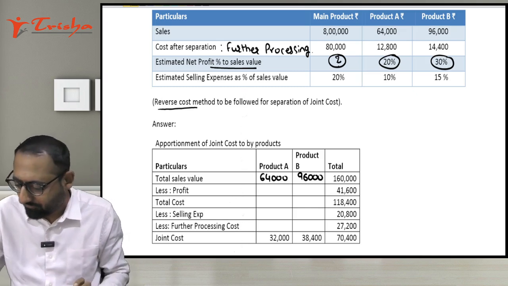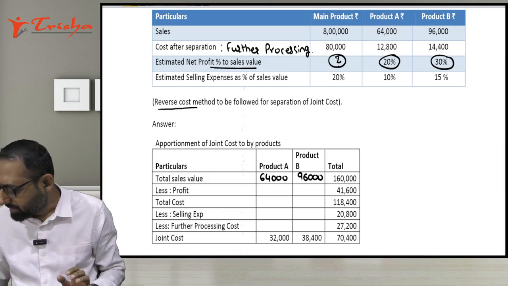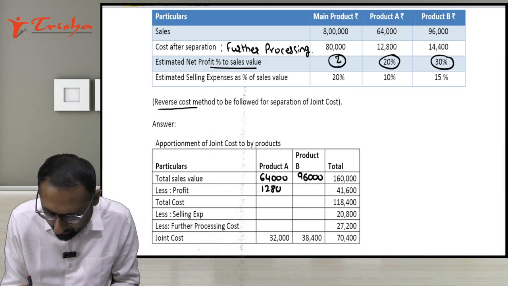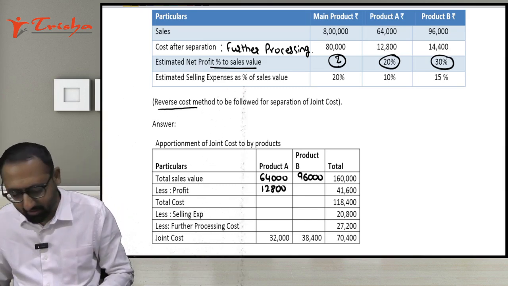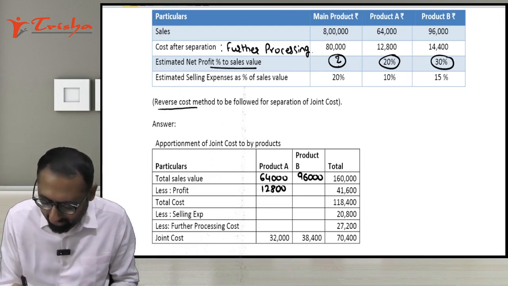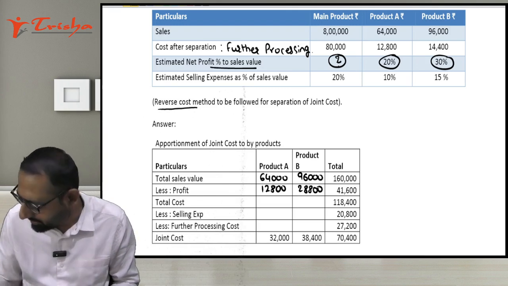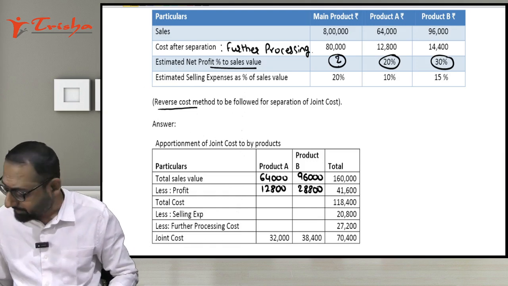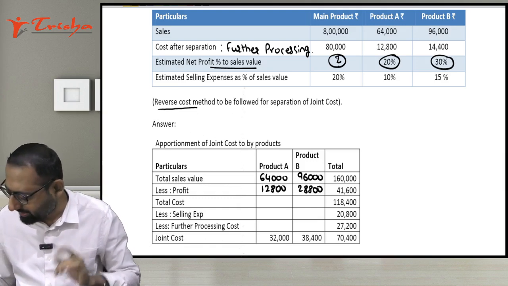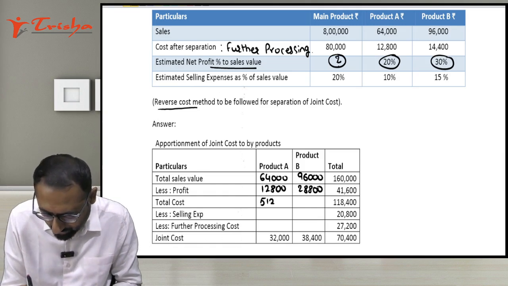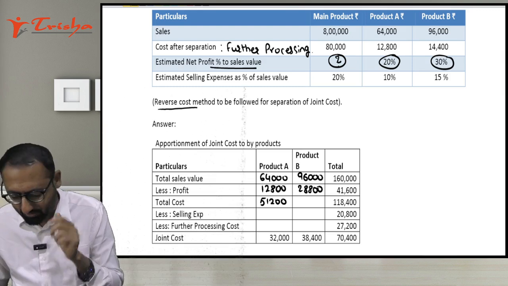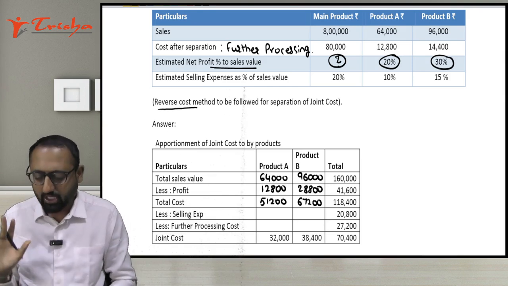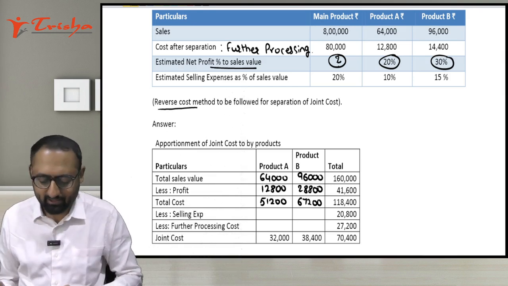So 20%, 64,000 multiplied by 20%, it will be 12,800. Okay. In the next column, 96,000 multiplied by 30%, I think so, right? It will be 28,800. So total will be 41,600. Now sales minus profit is equal to your total cost. 64,000 minus 12,800 will be your total cost. It will be 51,200. Then 96,000 minus 28,800. It will be 67,200. So total will be 1,18,400.